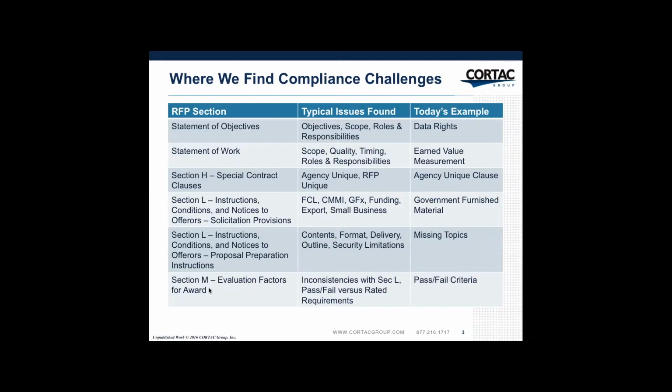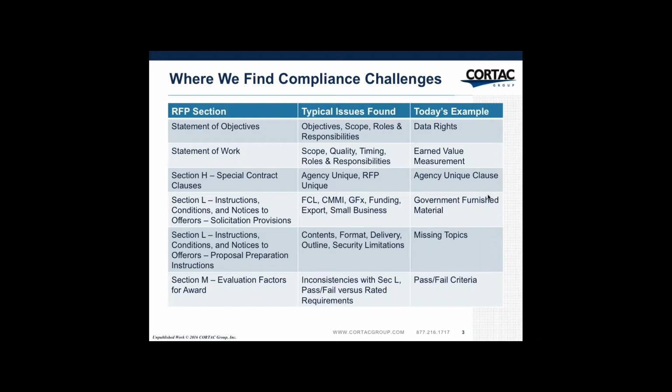Another good place to look for compliance challenges is Section H. Here we find unique clauses. They could be agency unique, or they could be RFP unique. By agency, we mean the acquisition organization that has actually floated the RFP, and we'll be talking about a unique case there. In Section L, we have 2 parts of Section L that we normally can look for.